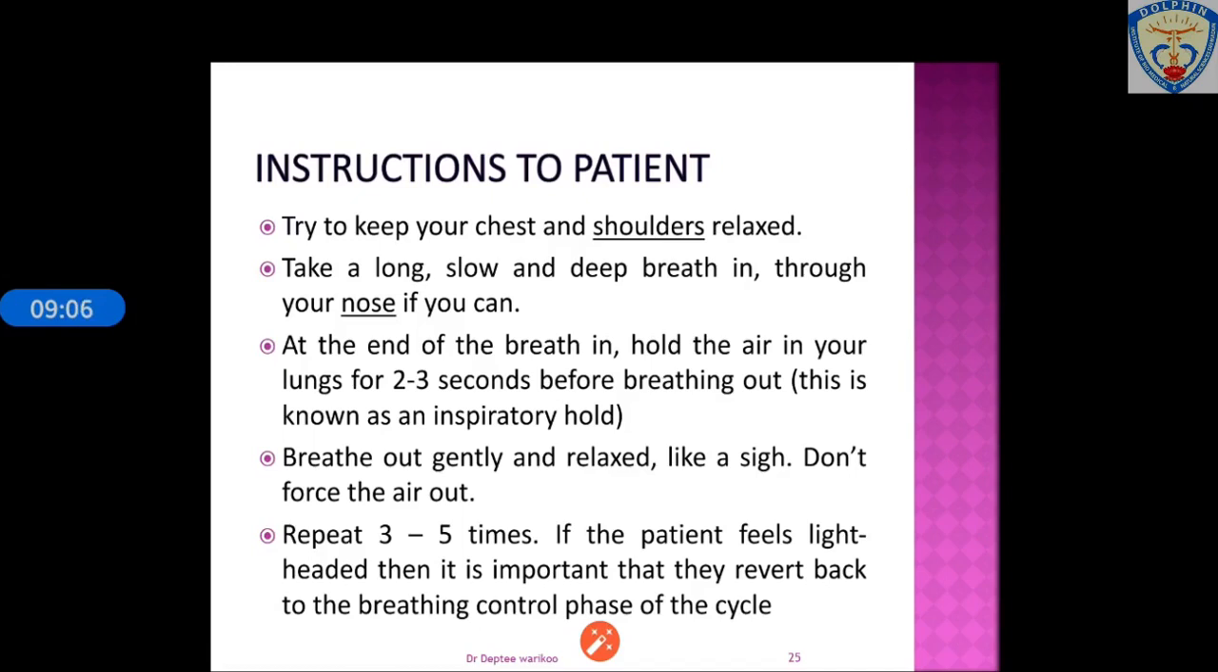First, we have to tell the patient to try to keep your chest and shoulders relaxed. Then, take a long, slow, and deep breath in through your nose if you can. At the end of the breath, hold the air in your lungs for 2 to 3 seconds before you breathe out. Breathe out gently and relax like a sigh. No forced expiration is instructed. Repeat 3 to 5 times.